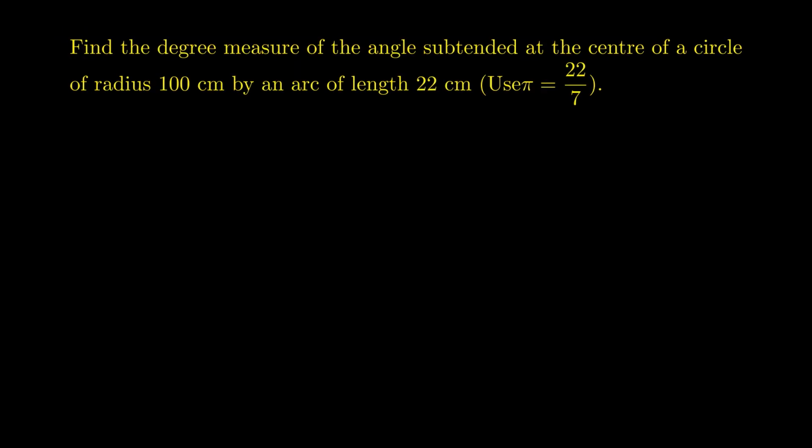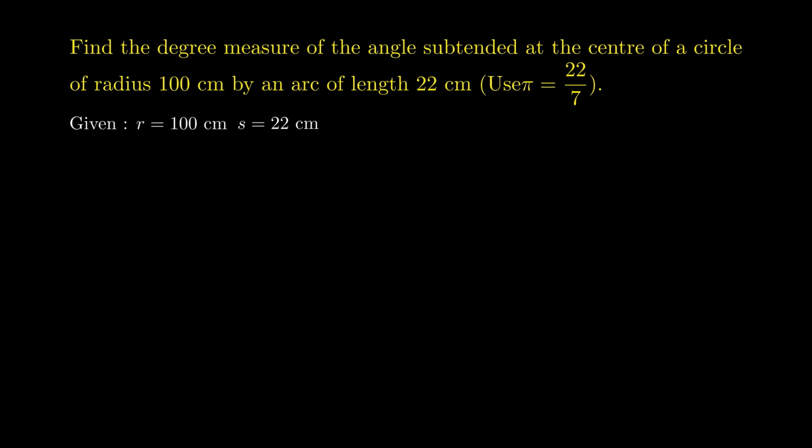Find the degree measure of an angle subtended at the center of a circle of radius 100 cm by an arc of length 22 cm. Use pi equals 22 over 7. Okay. So given r equals 100 cm and s equals 22 cm, we need to find out the angle theta.